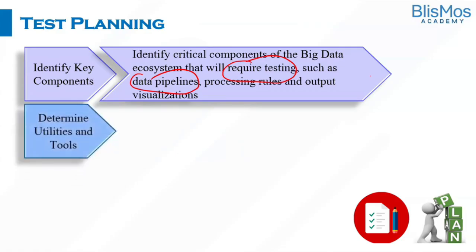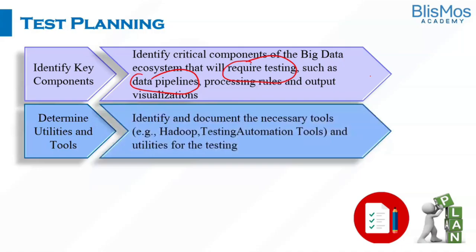And then again, in the requirements, we would know all the components. But here, from the testing perspective, what are the automation tools I have to use? What are the scheduling tools I have to use from the testing perspective? That needs to be determined.